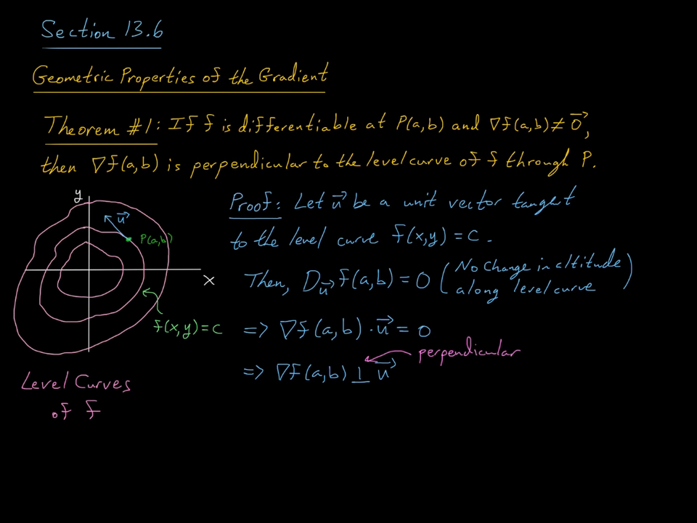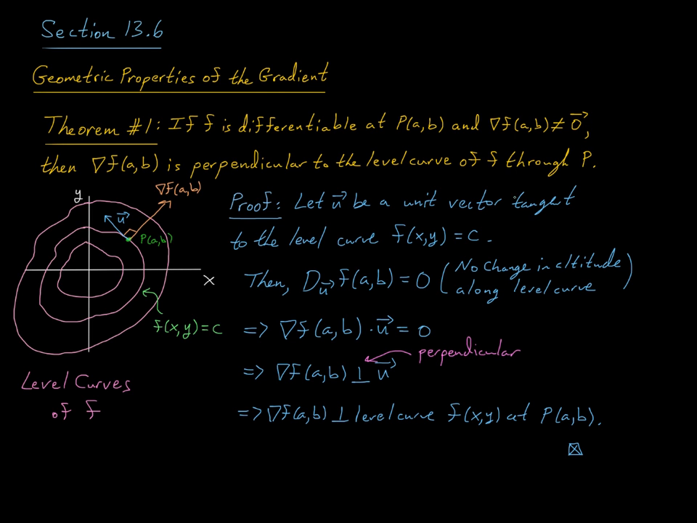All right, but then lastly, what we can say is that if the gradient is perpendicular to this vector u, and u is tangent to the level curve, that must mean then that the gradient is perpendicular to the level curve f of x y equals c at the point P. All right, and that is exactly what we set out to prove. That is the end of the proof.